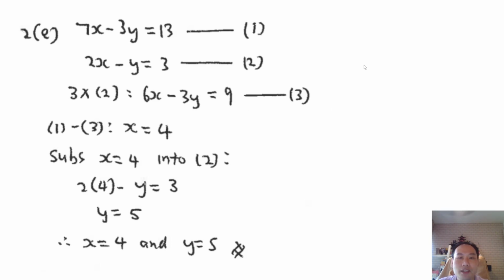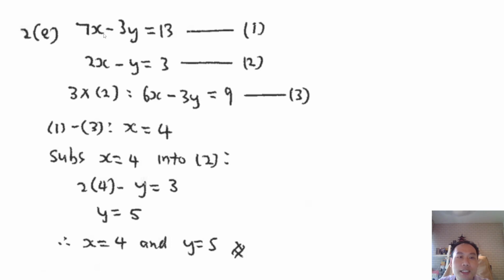Now that we have that, when we compare equation 1 and equation 3, we find that there's a negative 3y here and a negative 3y over here. So if we take one equation and subtract the other, negative 3y subtract negative 3y, the variable y is eliminated. So in the next slide, you can see I've written equation 1 minus equation 3.